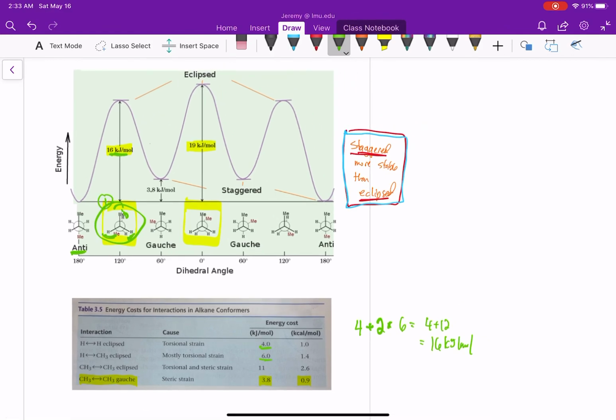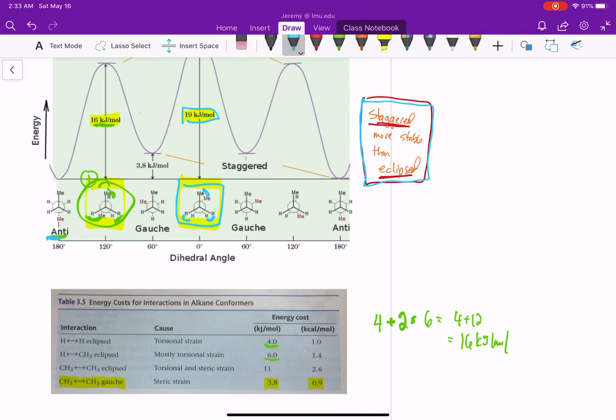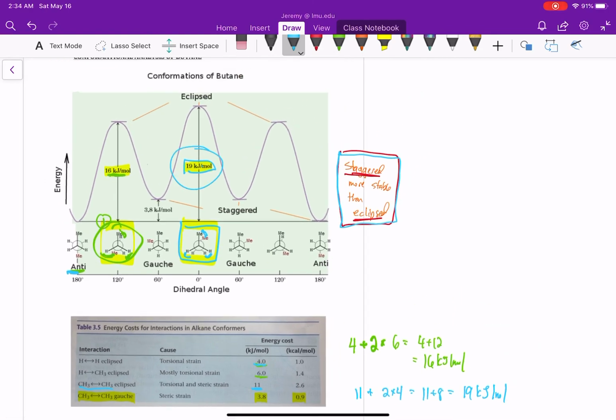What about this conformation here? Let's look at this one in blue. Okay, we're going to see that this is 19 kilojoules higher than our anti form. Why is that? Well, here we have two methyls that are eclipsed with each other, 2 hydrogens that are eclipsed, and another 2 hydrogens that are eclipsed. So here we have a methyl-methyl eclipsed. That costs you 11 kilojoules per mole. And then we have two hydrogen-hydrogen eclipsed. So that is 11 plus 2 times 4, which equals 11 plus 8, which equals 19 kilojoules per mole. All right, and that's the exact number we have here, 19 kilojoules per mole.